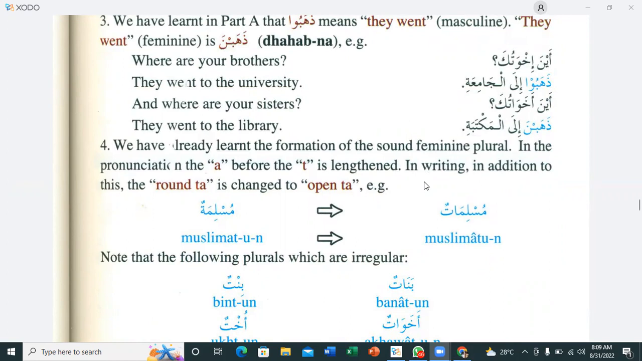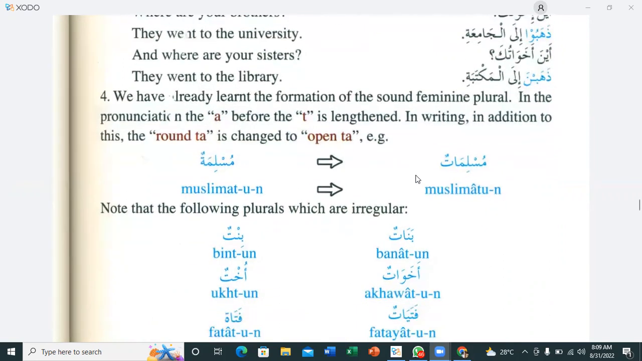Point number four is, we have already learned the formation of the sound feminine plural. In the pronunciation, the a before the t is lengthened. In writing, in addition to this, the round ta is changed to open ta. Like muslimatun, plural muslimatun. Muslimatun is singular and muslimatun is plural. In the singular word the round ta, and in the plural word the open ta.